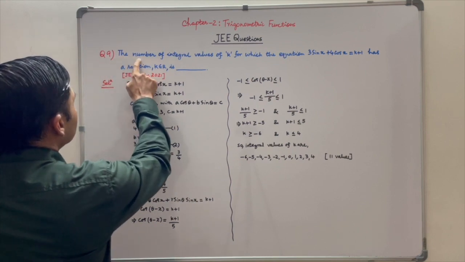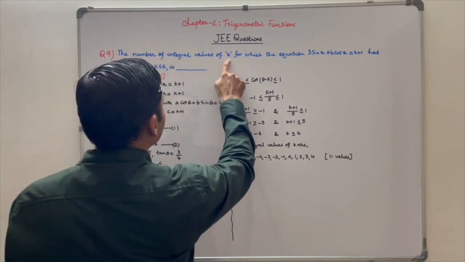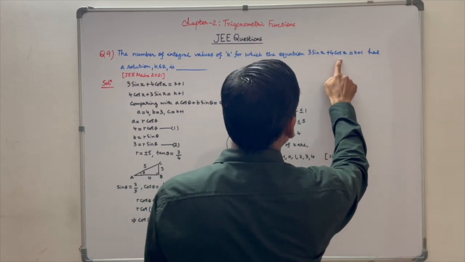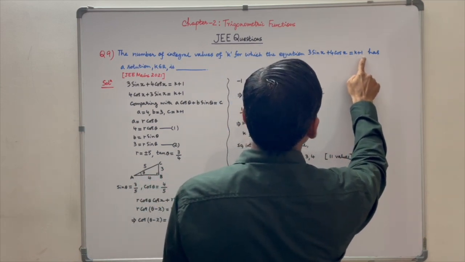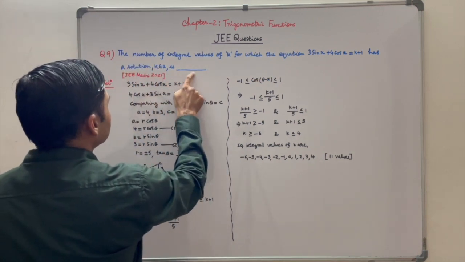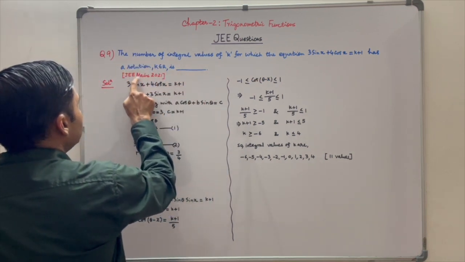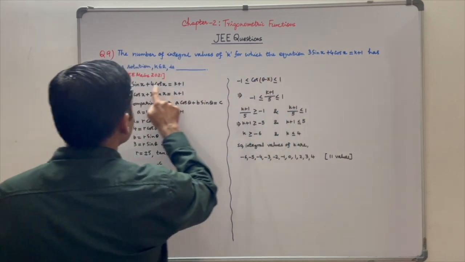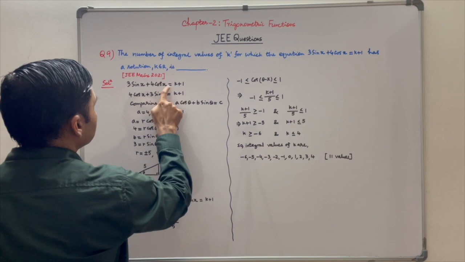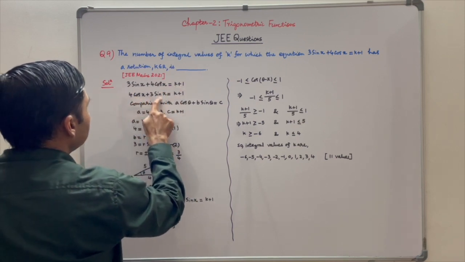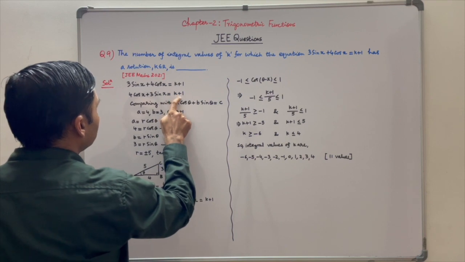Ninth question: the number of integral values of k for which the equation 3 sin x + 4 cos x = k + 1 has a solution, k is real, is. This question appeared in JEE Mains 2021. The given equation is 3 sin x + 4 cos x = k + 1, or 4 cos x + 3 sin x = k + 1.